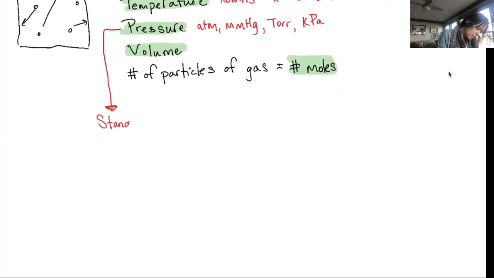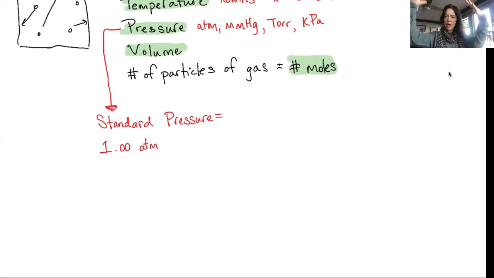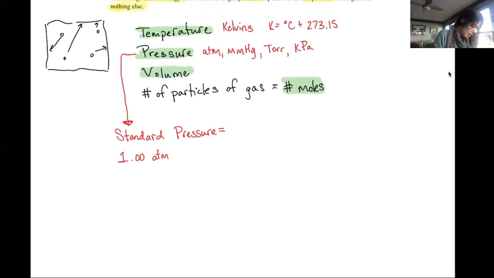So standard pressure is equal to 1.00 atmospheres. What does that mean? That means that when you walk outside, the typical pressure of the atmospheric gases pushing down on you is equivalent to 1 atmosphere. It is also equivalent to 760 millimeters mercury, which is equivalent to 760 torr. What that means is millimeters mercury and torr are identical units with different names.